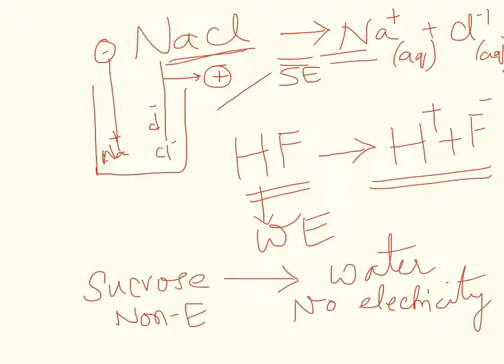So ionic compounds, 99% of the time, ionic compounds that dissolve in water are strong electrolytes, and some polar covalent compounds are weak electrolytes, and there are some molecules that are non-electrolytes.